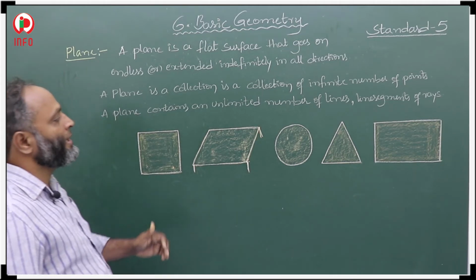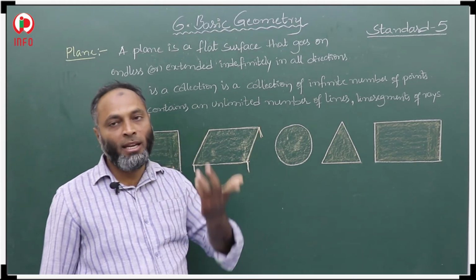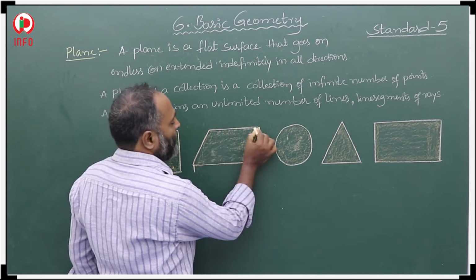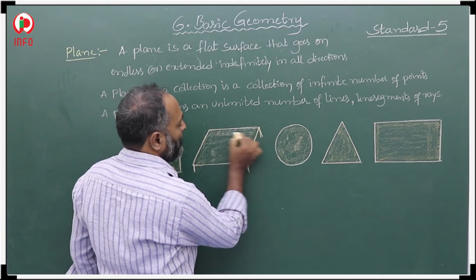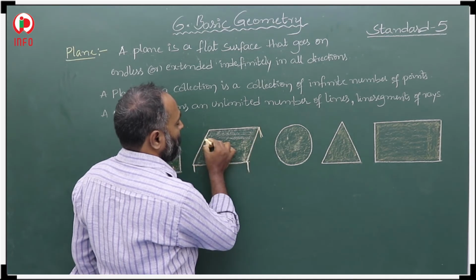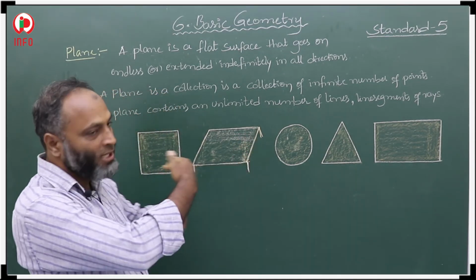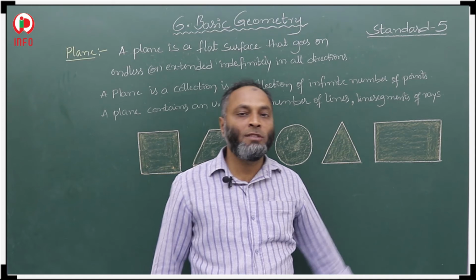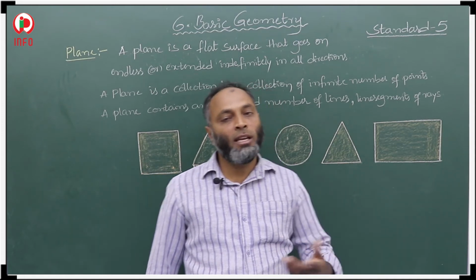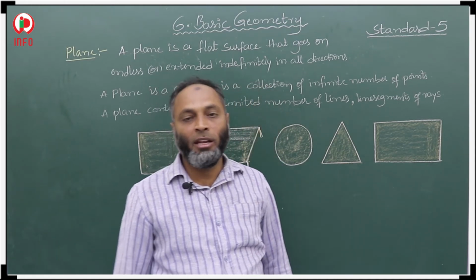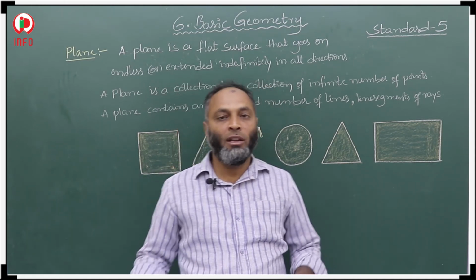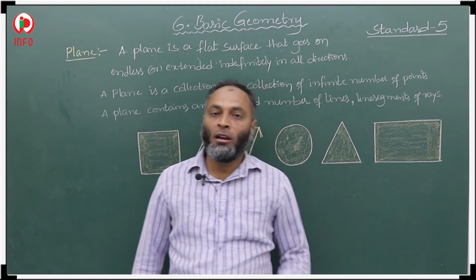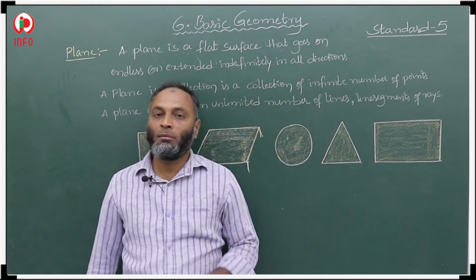A plane contains an unlimited number of lines. How many lines are there on a plane? If this is one line, then another line, another line, and so on, and we join all these lines, then we form a flat surface area. How many lines can we join? Infinite lines. After joining infinite lines, we form a flat surface area. That is a plane.